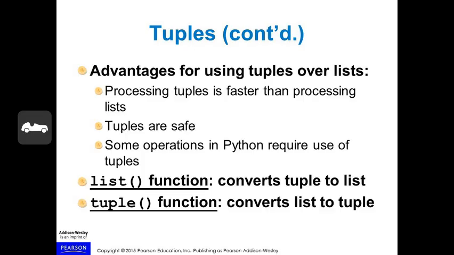Another reason is that tuples are safe. Because you're not allowed to change the contents of tuple, you can store data in one tuple and rest assured that it will not be modified either accidentally or otherwise by any code in your program. We can actually convert a tuple to a list and convert a list to a tuple using these two functions. List function will convert a tuple to a list, and tuple function will convert a list to a tuple.